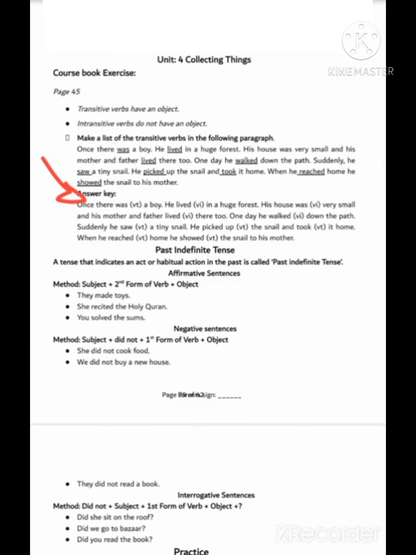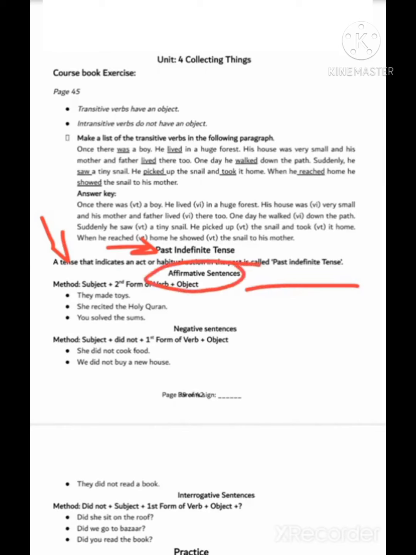Now we move to the next part, and that is past indefinite tense. I'm gonna read the definition of past indefinite: a tense that indicates an act or habitual action in the past is called past indefinite. Something which happened in the past is past indefinite.